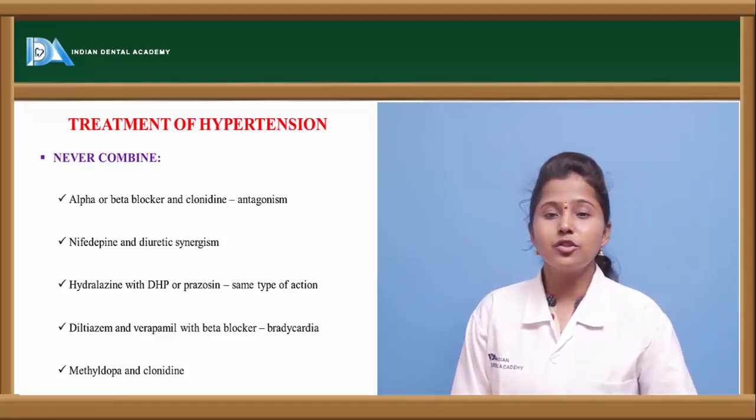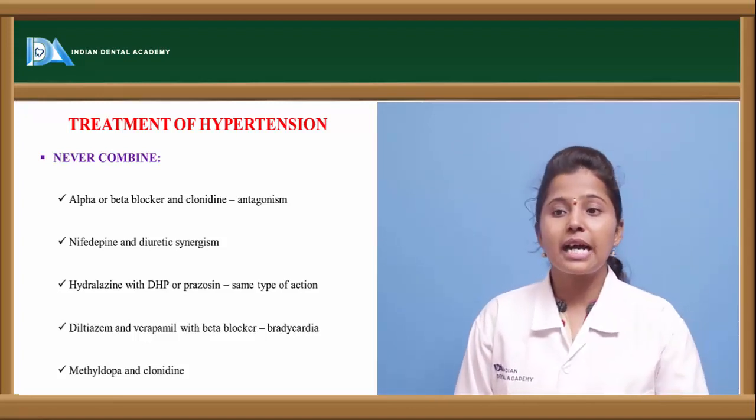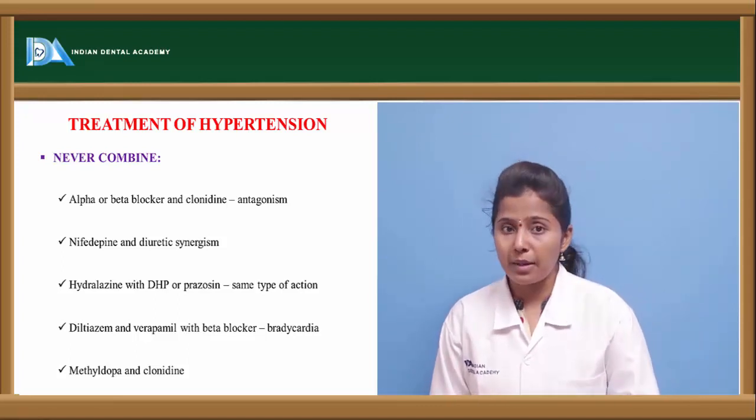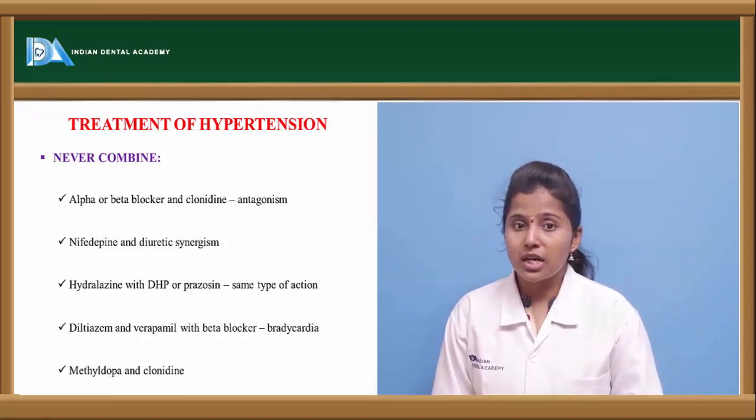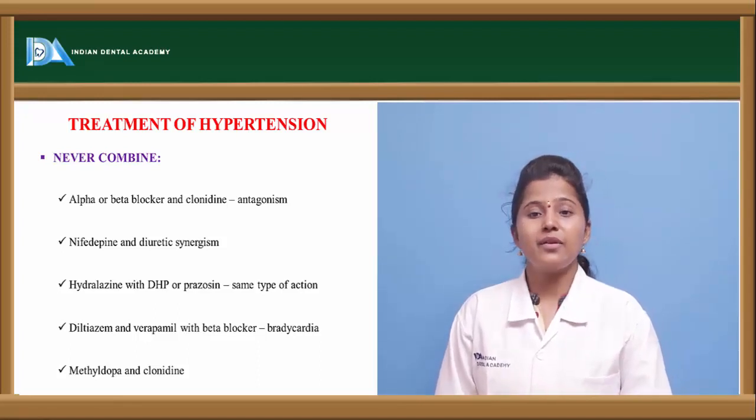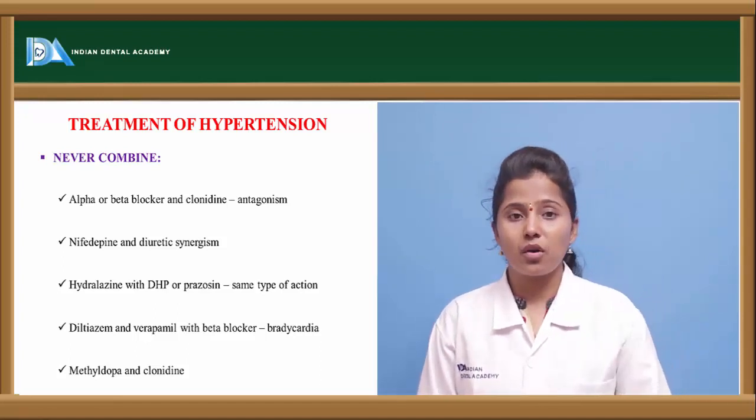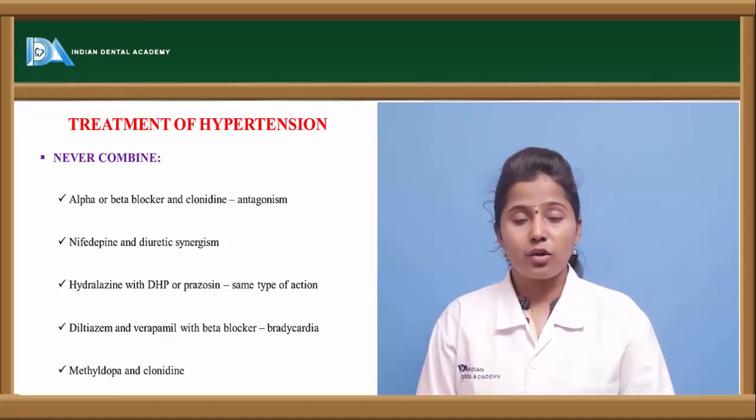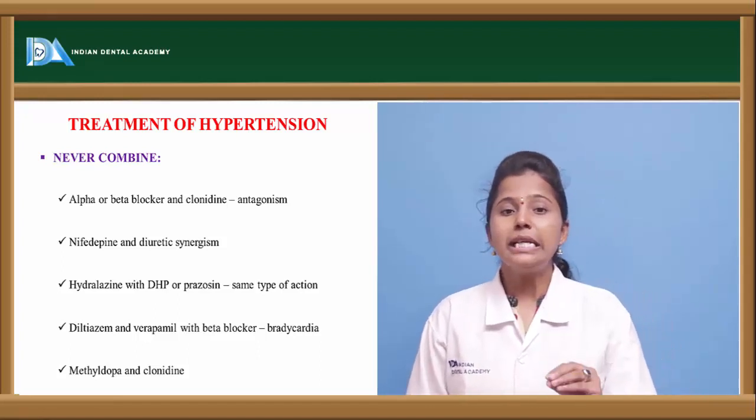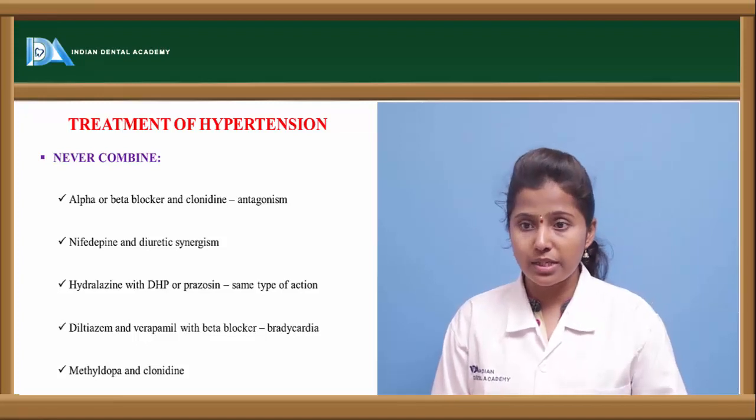And hydralazine should not be combined with DHP or prazosin, that is dihydropyridine or prazosin, because they both show the same type of action. When these 2 drugs are combined, it shows a synergistic effect. And diltiazem and verapamil, which are calcium channel blockers, should not be combined with beta blockers because it causes bradycardia. Not all calcium channel blockers, only diltiazem and verapamil, should not be combined with beta blockers.